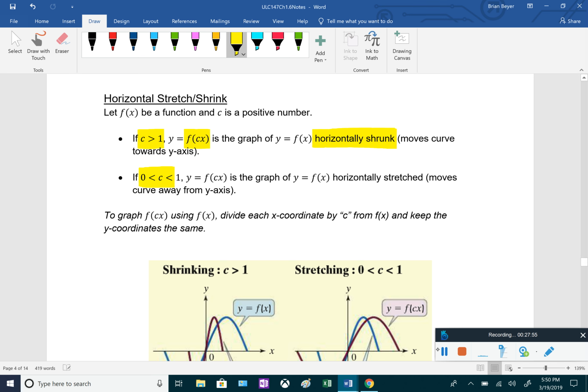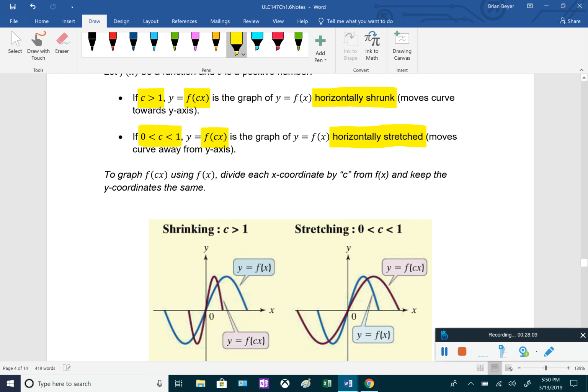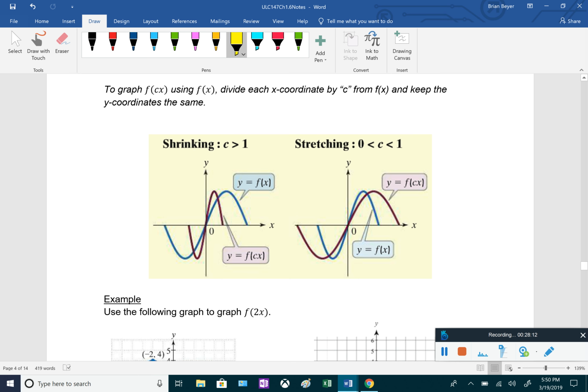And then when c is between 0 and 1, f of c of x is going to be the graph of f of x horizontally stretched. Horizontally stretched means it's moving away from the y-axis. So the way that we do this is if we're graphing f of cx, f of c times x, using f of x, we're going to divide each x coordinate from the original f of x by c and keep the y coordinates the same. So vertical stretching and shrinking, we multiplied the y coordinates by c. Horizontal stretching or shrinking, we divide the x coordinates by c.